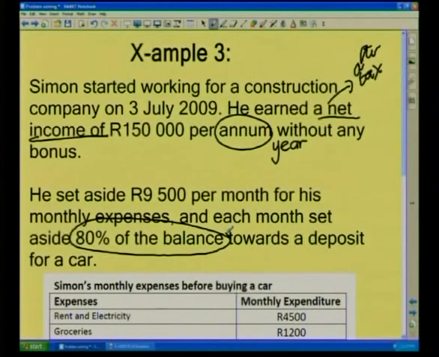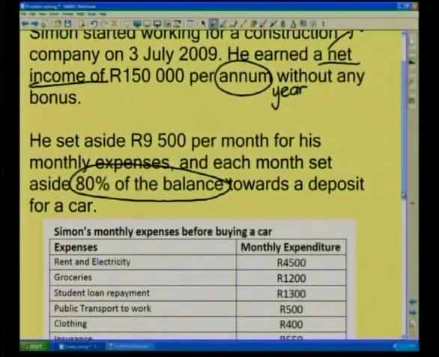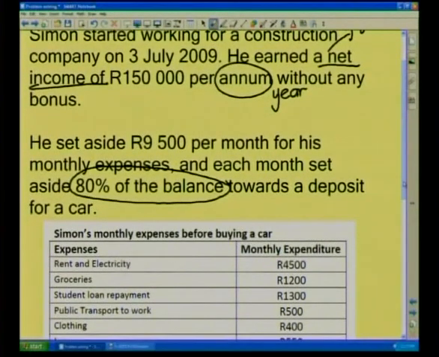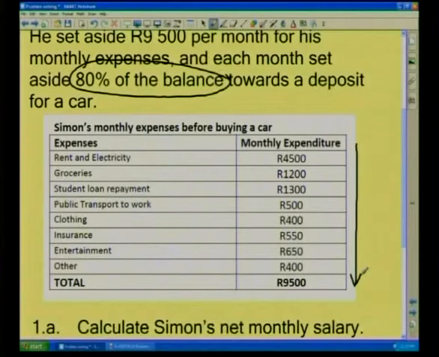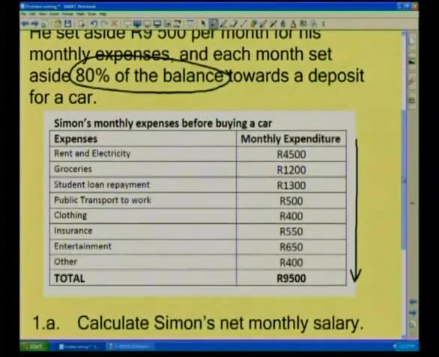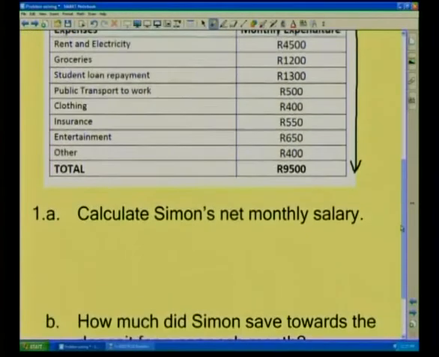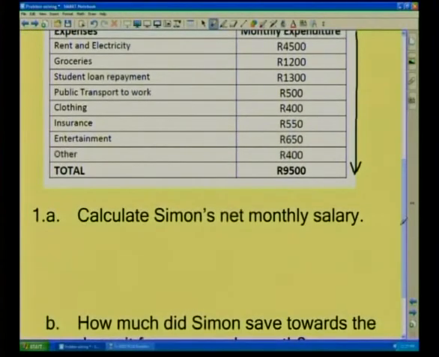So he obviously earns a certain amount per month. He then pays all these expenses, which is in the table below here. So these are his expenses for the month. And then whatever's left over, he then saves for his car. So the first question is, calculate Simon's net monthly salary.